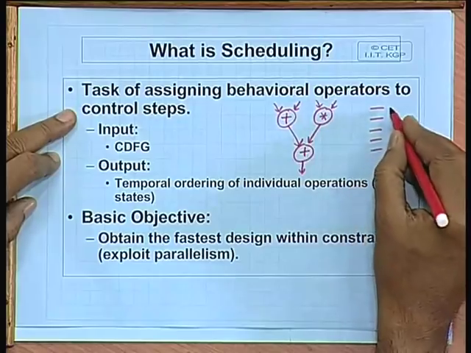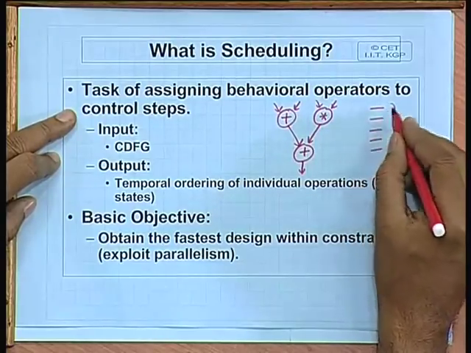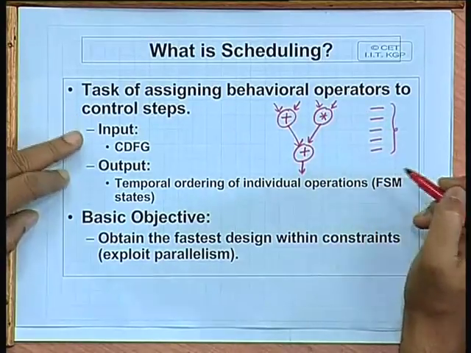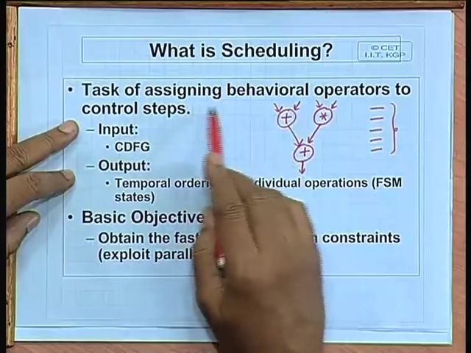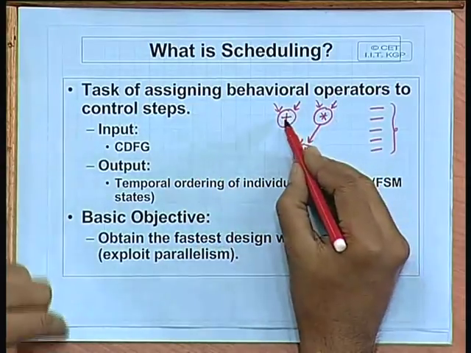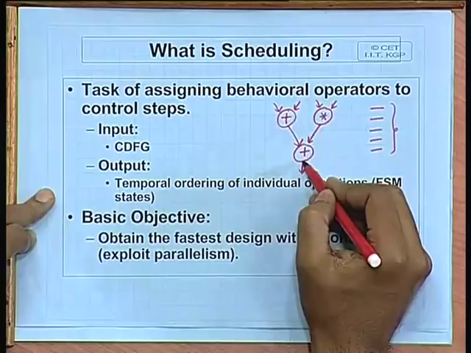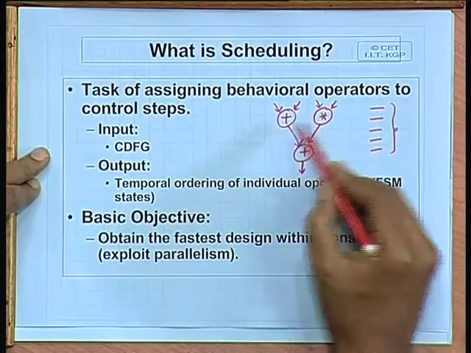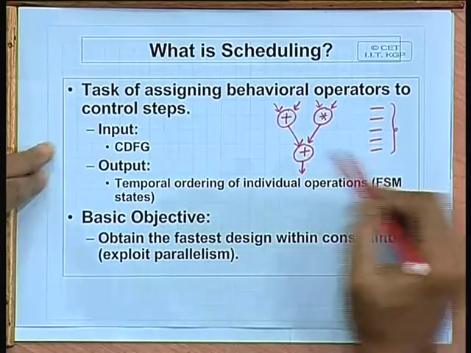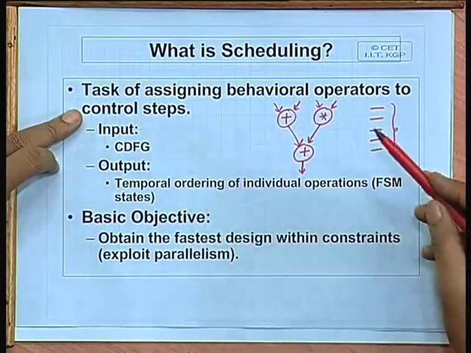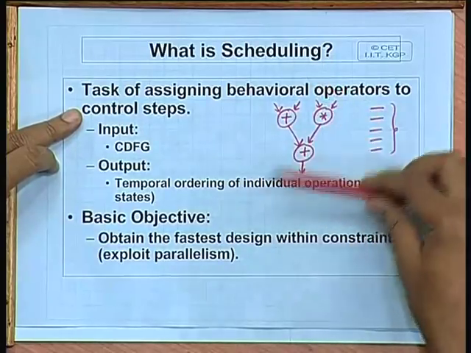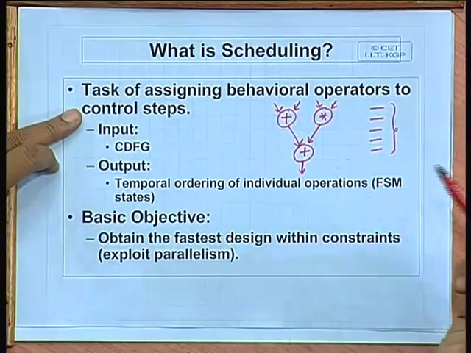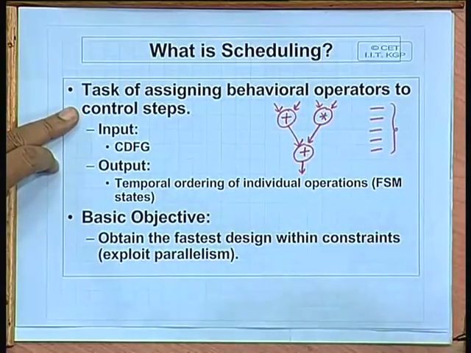Now when I say control step, this control step may refer to the clock cycles with respect to the control unit. The control unit will be generating the different signals to control the hardware in synchronism with the clock pulse. When I say behavioral operators, these are operations: addition, multiplication. So we will be assigning or allocating these operations with respect to some clock cycle. These are the so called control steps. There are several algorithms for scheduling whereby we can put these operators in different clock cycles, in order to fulfill certain constraints.